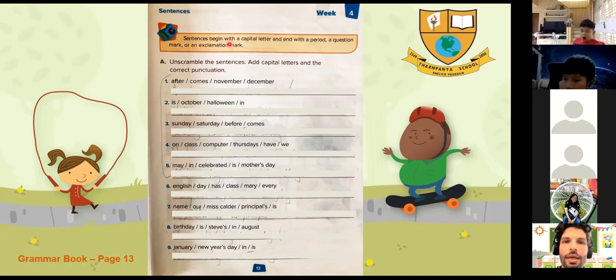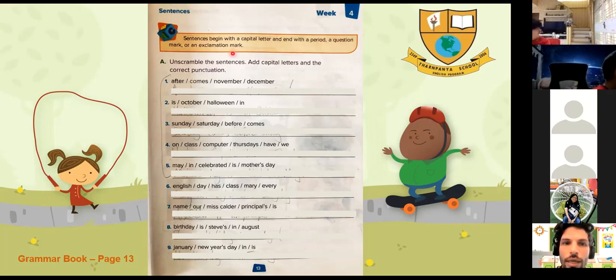Sentences begin with a capital letter and end with a period, a question mark, or an exclamation mark. We are going to learn, probably a bit this year, and then during P3 and P4, about different types of sentences. By now, we know that the sentence ends with a period, a question mark, or an exclamation mark.